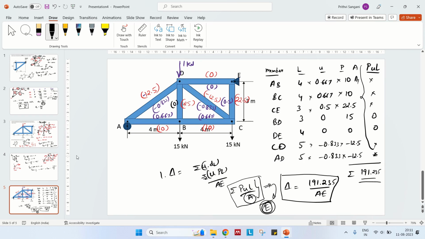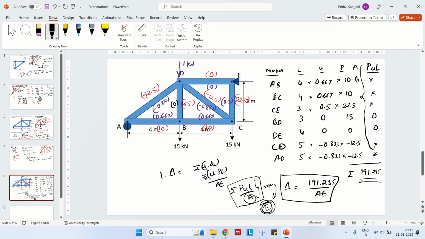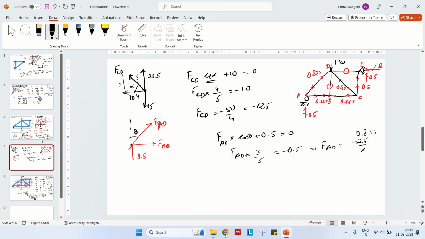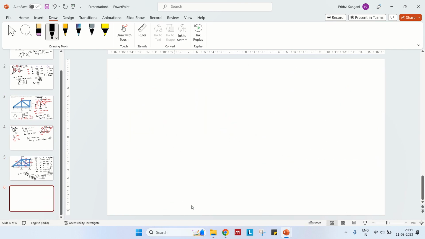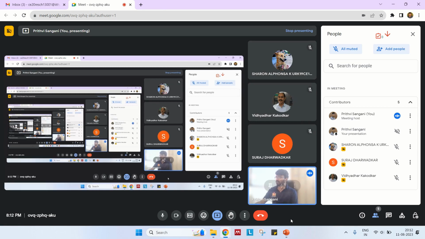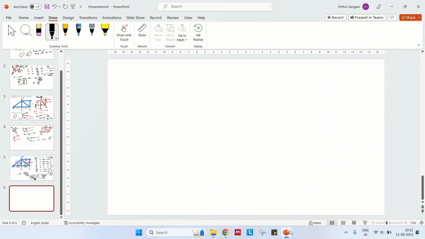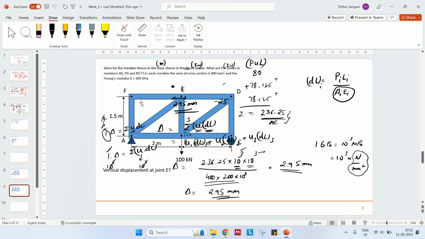So almost all these questions are similar. That is why I'm just giving out solutions for this. I think it is simple, and you can easily manage to find the internal forces. Fine. Let us go to the next one. So we have the next question. Let us take this question.